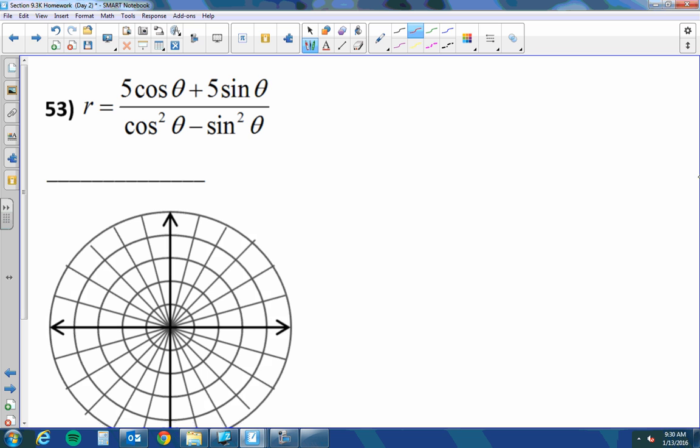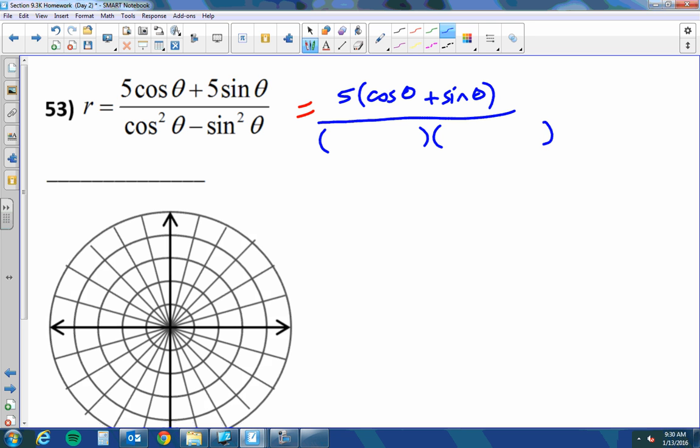All right, look at number 53. We're going to do this one together because it's a bit much. All right, we're going to factor. The numerator, just factor out a 5. And how do I factor that denominator? Well, 2 binomials, what will they be? Yeah, cosine plus sine is one of them. And minus is the other one.